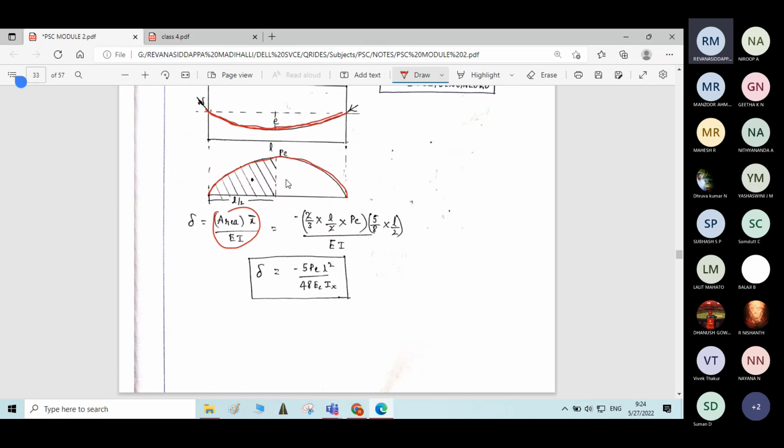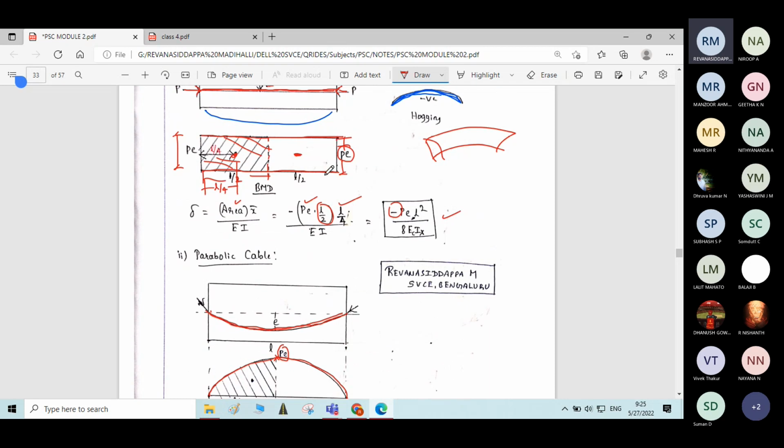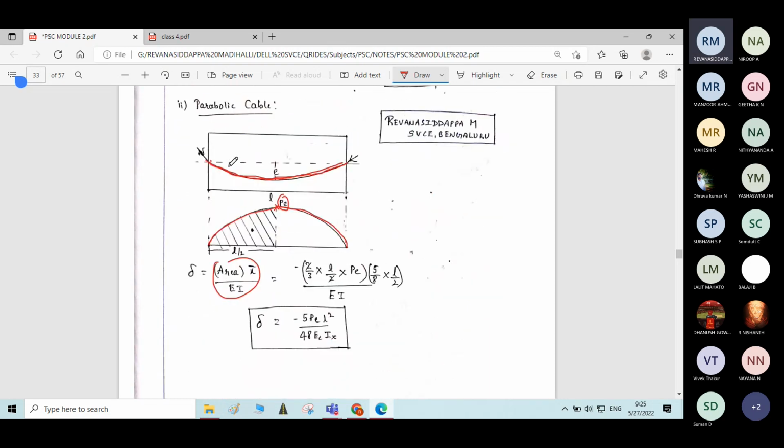It will also vary as parabolic only. The bending moment at the center, eccentricity E. So here at this point we will have maximum bending moment due to pre-stressing force P into E. Depending upon the cable profile, this nature of bending moment will vary. Here for straight cable, the nature of bending moment was a rectangular shape only. Here we have the parabolic cable. We will have the nature of bending moment due to pre-stressing force as parabolic nature only, P into E only.